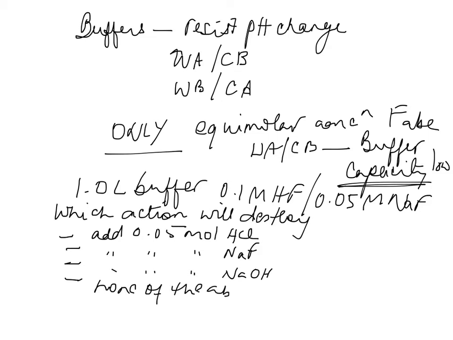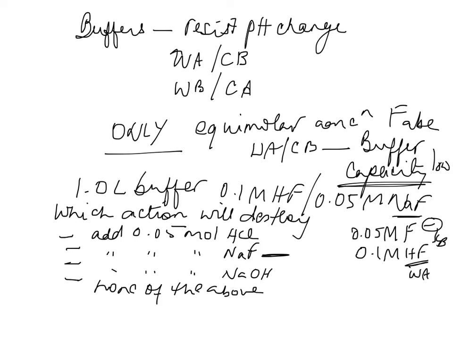None of the above. Realize sodium fluoride is a part of the buffer, so adding that is not going to, it will only improve the efficacy of the buffer. But what does sodium fluoride bring in? Sodium fluoride brings in fluoride. So you have 0.05 molar solution of fluoride, and you have 0.1 molar solution of HF. This is the weak acid, and fluoride is your conjugate base. The conjugate base is what is going to react with the acid HCl, and the weak acid is going to react with sodium hydroxide.